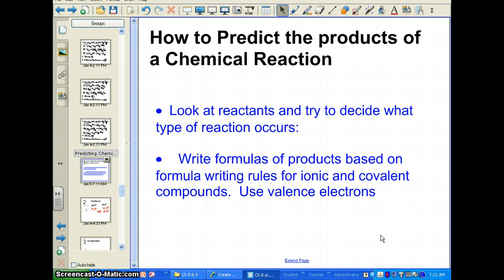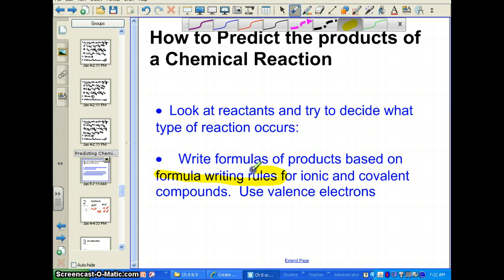The goal of today's class is to help you understand how to predict the products of a chemical reaction. In order to do that, we'll be looking at a situation where we're given the starting material of a reaction, and you have to do two things. Number one, decide what type of reaction occurs, and number two, decide on the formulas of the reactants and products based on your formula writing skills.